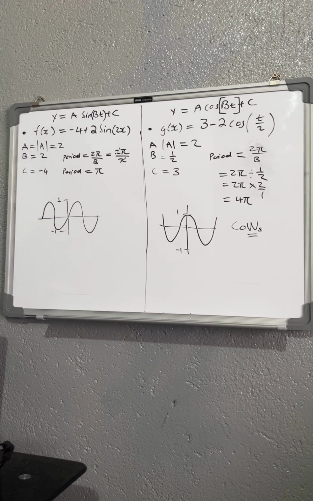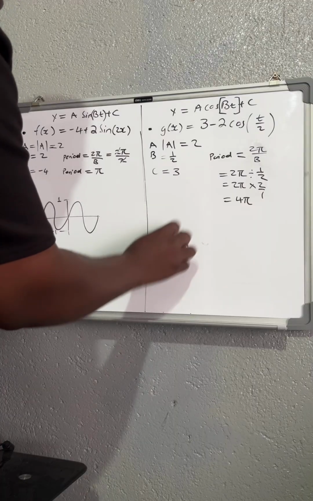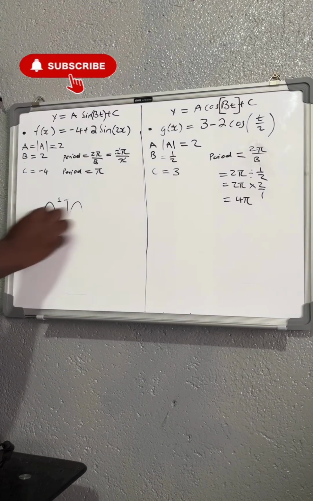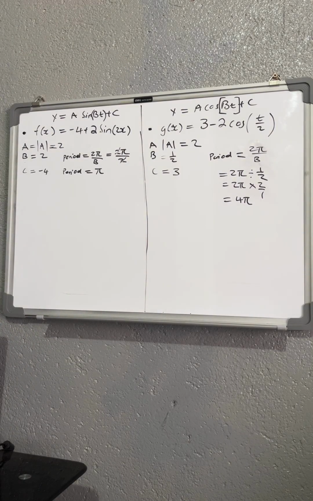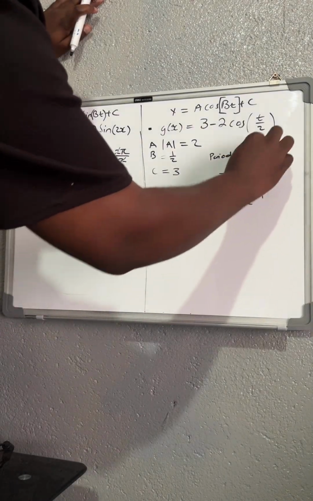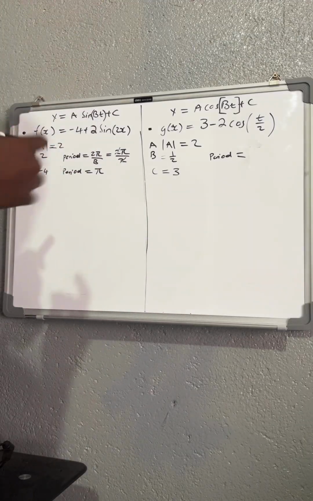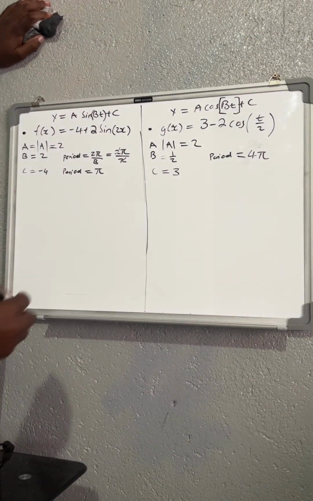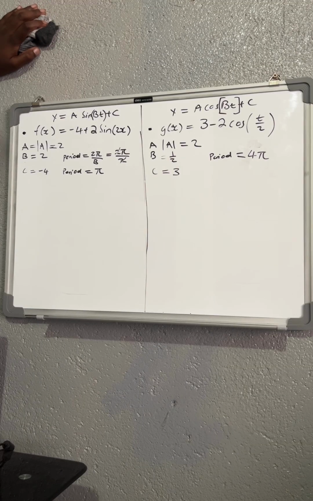But since we're not doing that, let me just erase it quickly. So we got this one. I just want to write everything nicely at the top so that we have enough space to do the actual graphs this time. So here, since we've already followed, I can just say our period is 4 pi, because now I want us to at least work out the table.